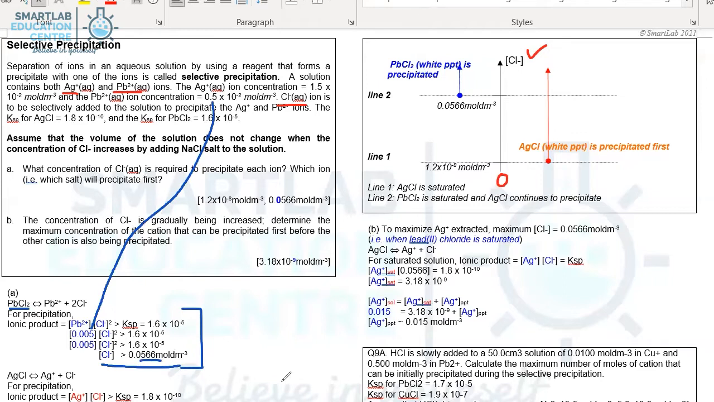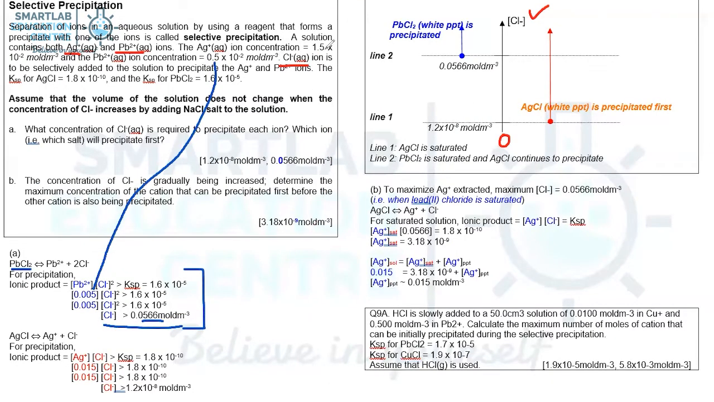Let's do similarly for silver chloride. For silver chloride, the concentration of Ag+ is this value, which is 0.015, and via the calculations, we can conclude that the concentration of Cl- to force AgCl to be precipitated is this value. We're now going to plot both of these values on the solubility ladder.